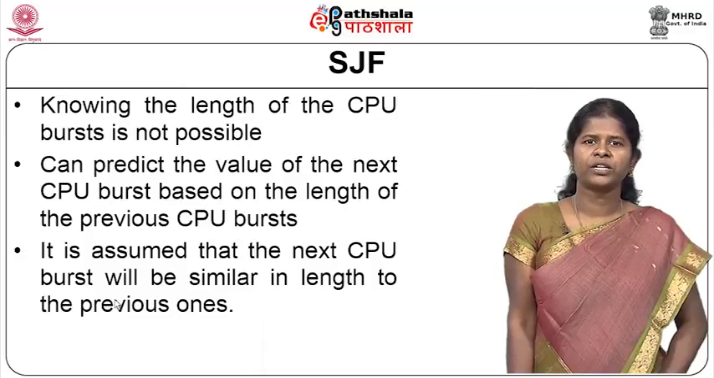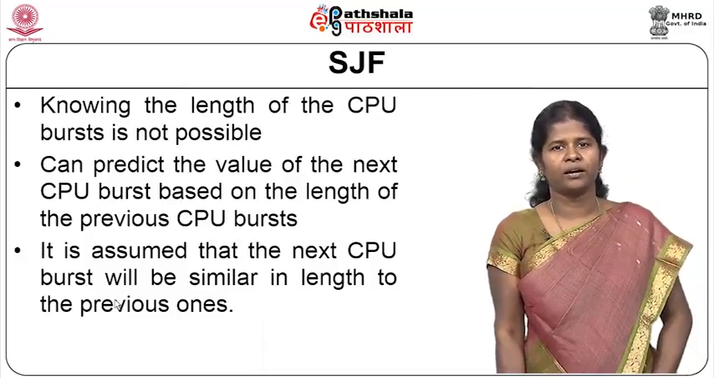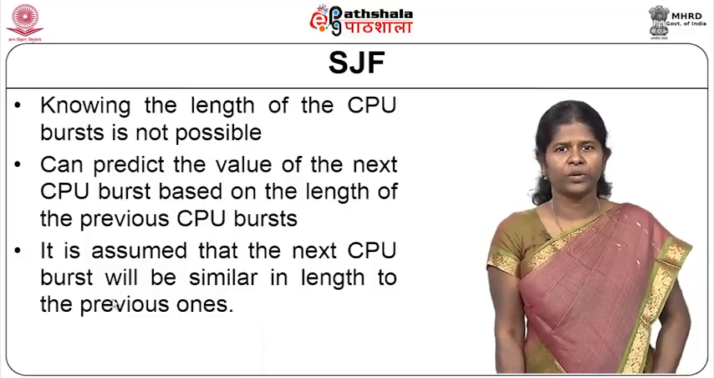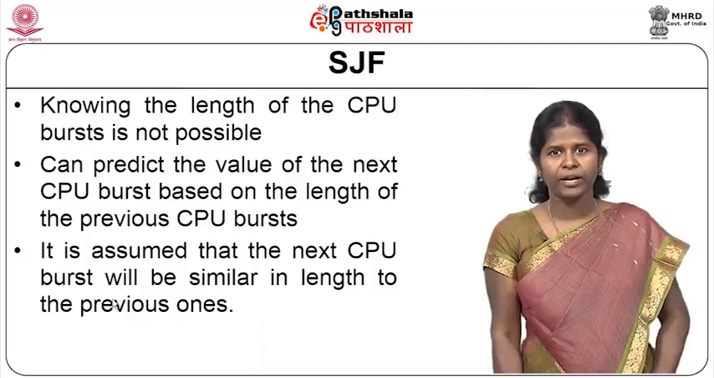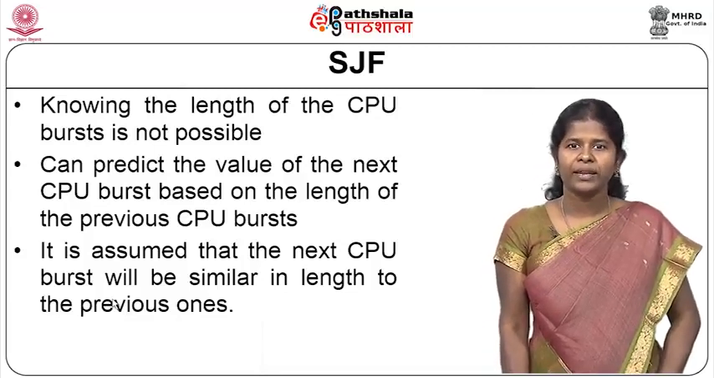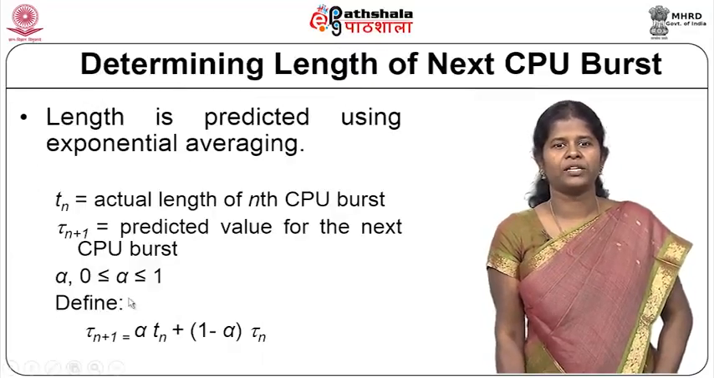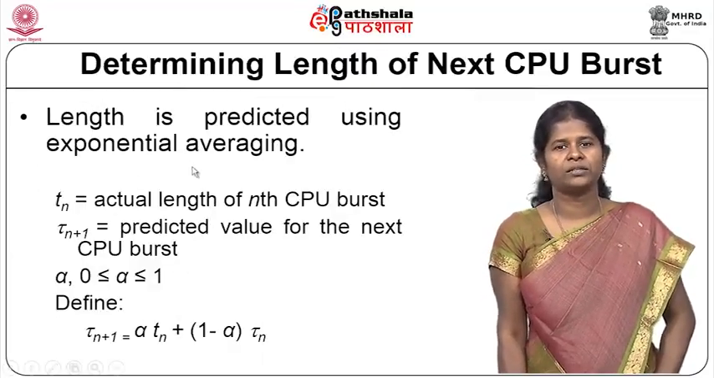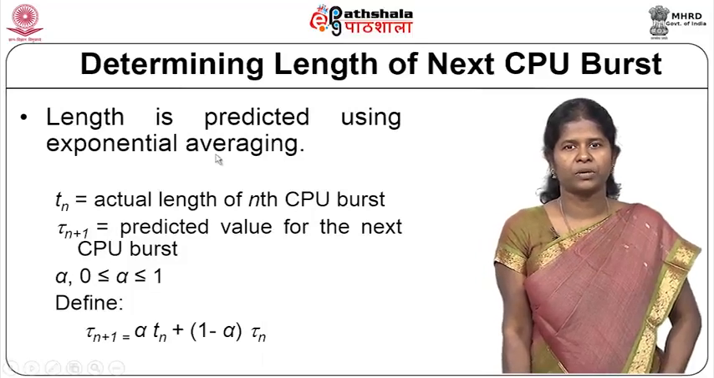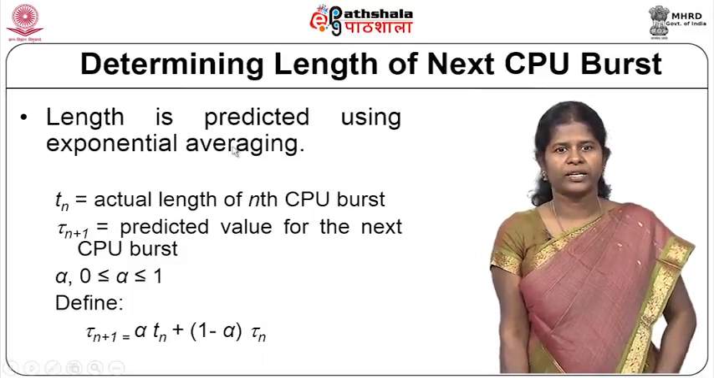It is assumed here that if the length of the CPU burst was similar in a particular manner in the past, then it will only be similar to that in the future. Based on that, they try to predict the length of this next CPU burst. So, here the length is predicted using exponential averaging.